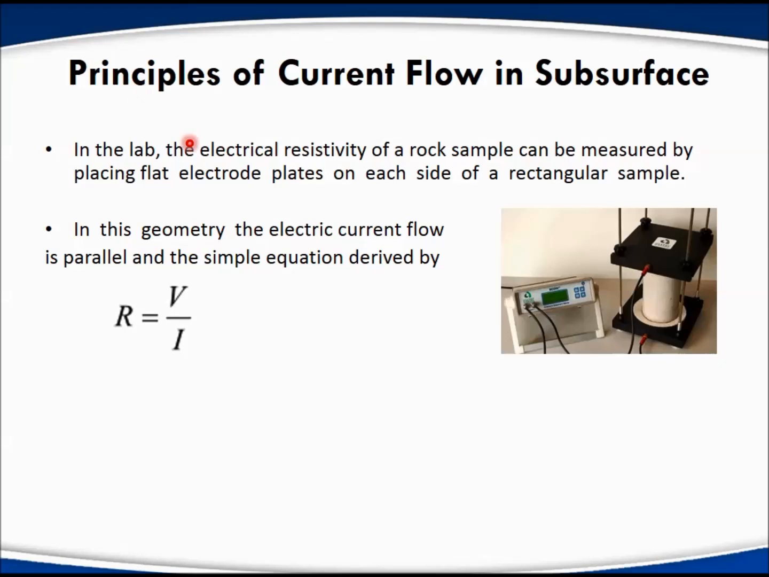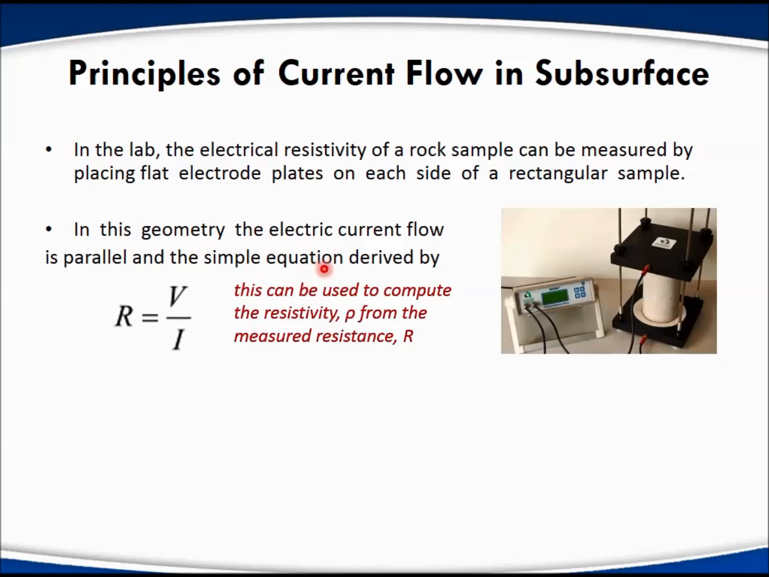So let's move on to the principle of current flow in the subsurface. In the lab, the electrical resistivity of a rock can be measured by placing flat electrode plates on each side of a cylindrical sample. In this kind of situation, we can simply measure the resistivity of the rock by using Ohm's law, which is R equals V over I.